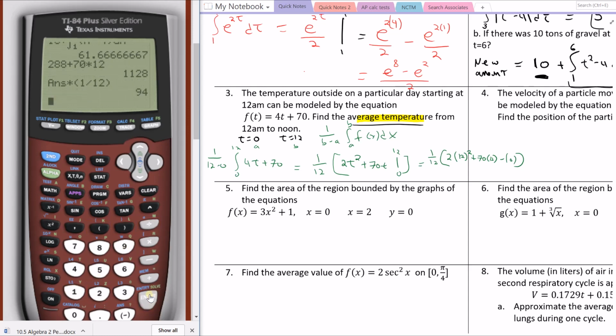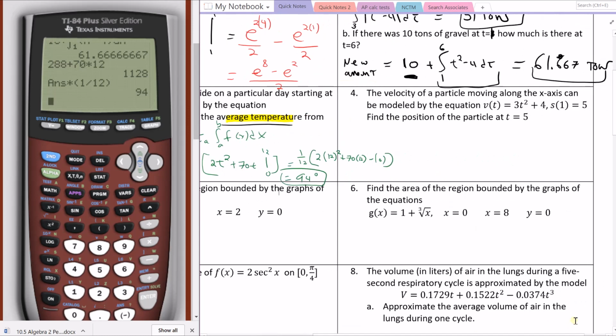And we're going to get 94. So the average temperature is 94 degrees. They didn't really say what. Hopefully that's Fahrenheit, because if it's Celsius, then we're all boiling to death.